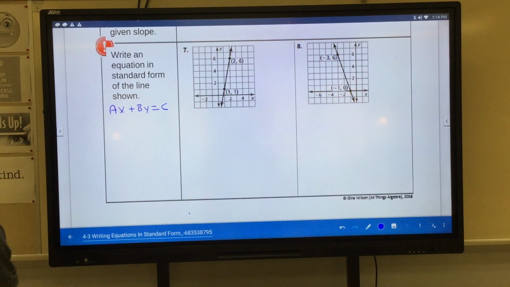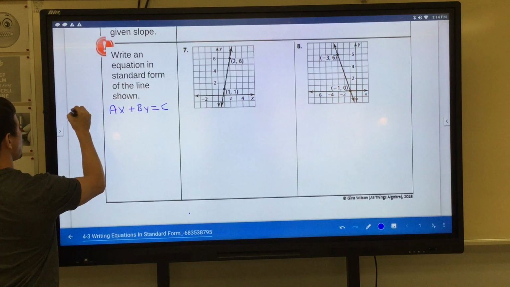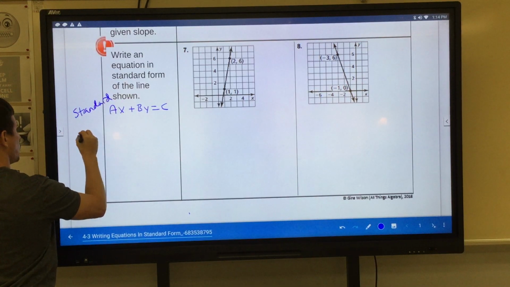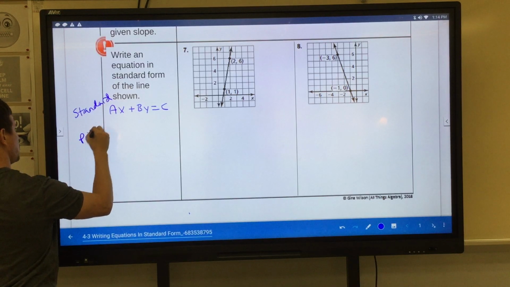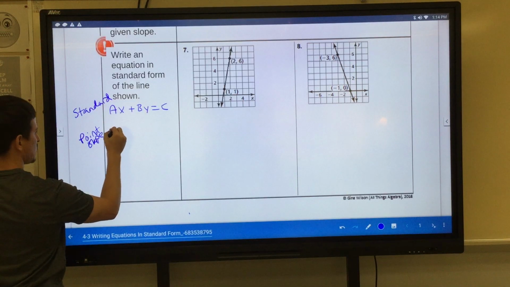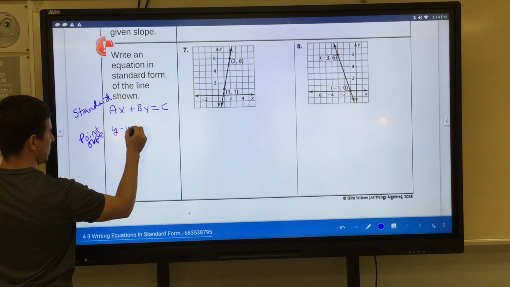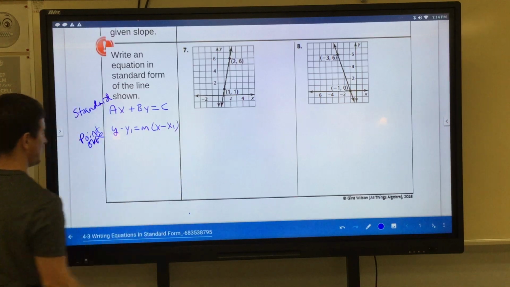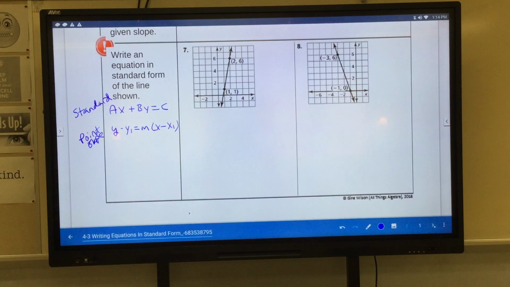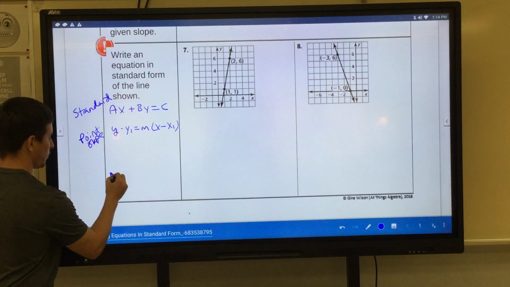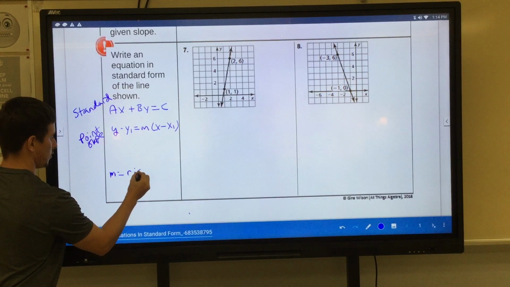Now, the point slope, remember, let me write this out real quick. Standard form, and then point slope. Something that we learned from 4.2. It's y minus y1 is equal to m parentheses x minus x1. In order for us to find the slope, we must apply rise over run since we're given a graph, which is good.